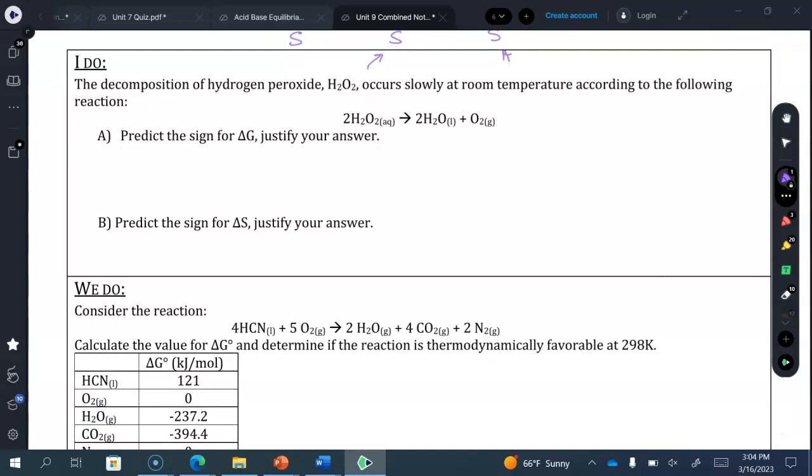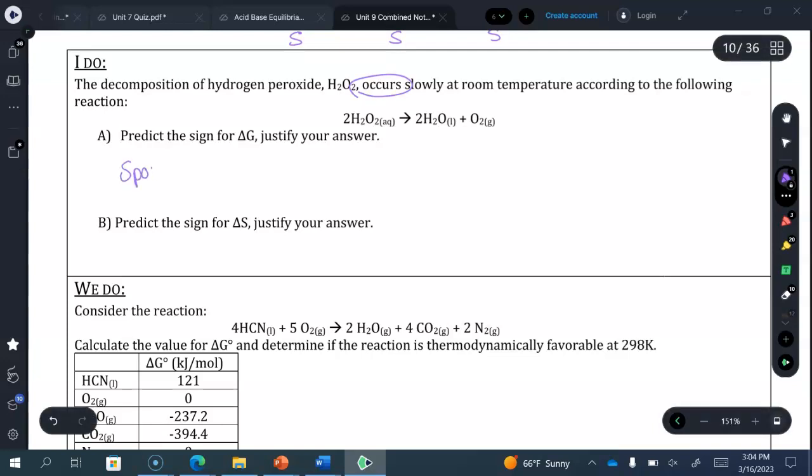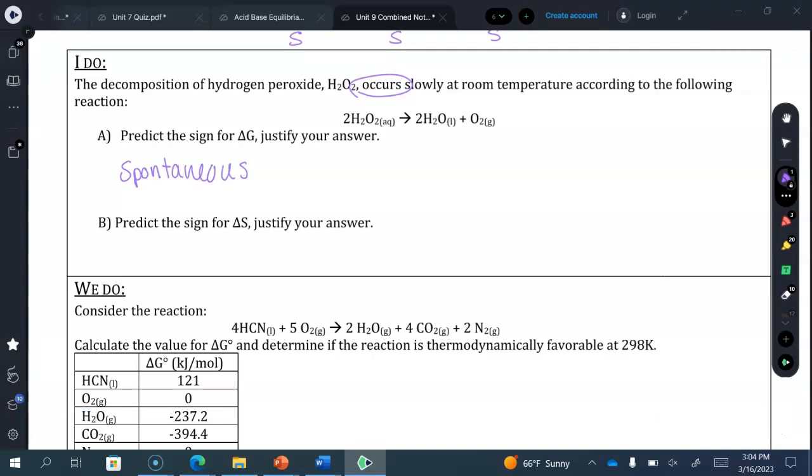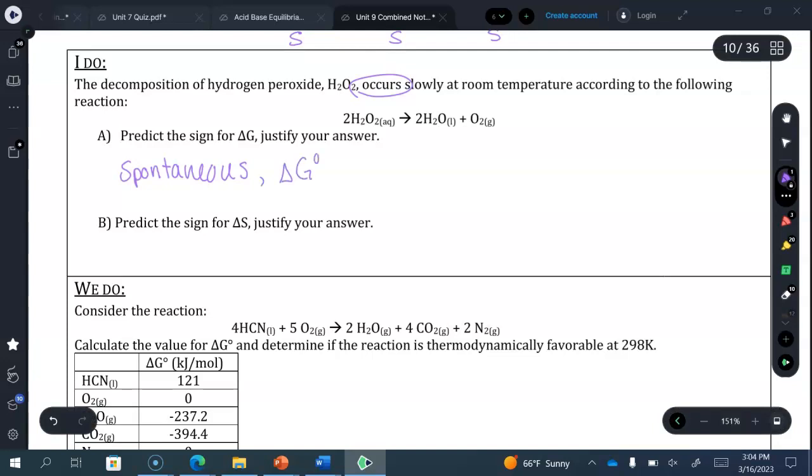The decomposition of hydrogen peroxide, H2O2, occurs slowly at room temperature according to the following reaction. Predict the sign for delta G and justify your answer. If we're reading closely, the decomposition occurs slowly at room temperature. It occurs without any outside force, so that tells me that this is spontaneous, because it occurs on its own. So delta G has to be less than 0, or negative, for a process to be spontaneous.